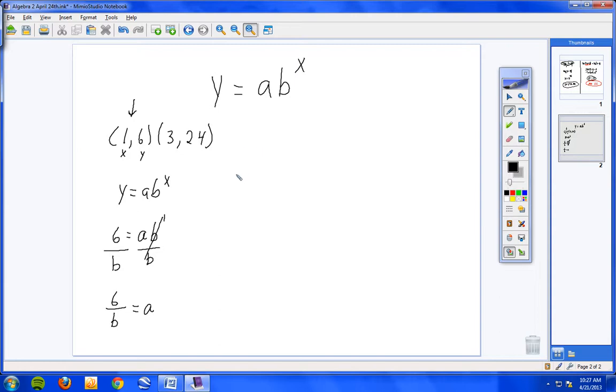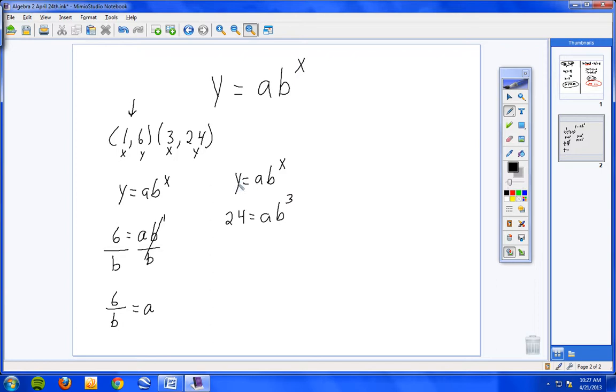Step 2, take your second ordered pair and substitute it into your model. So here we go. I'm going to take Y equals A, B to the X. And here's my second ordered pair. 3 is my X, 24 is my Y. So where the Y is, I'm going to substitute 24. Where the x is, I'm going to substitute 3. Now let's read the rest of step 2. Take your equation from step 1 and also substitute it into your model.